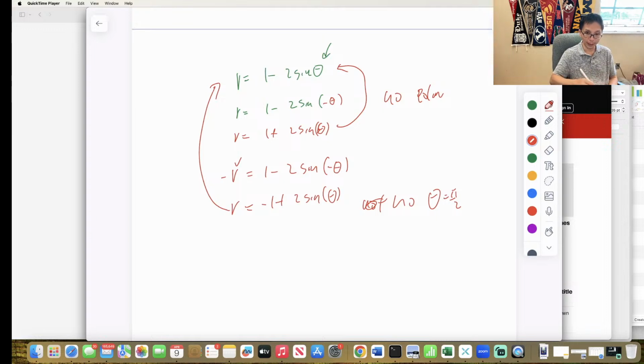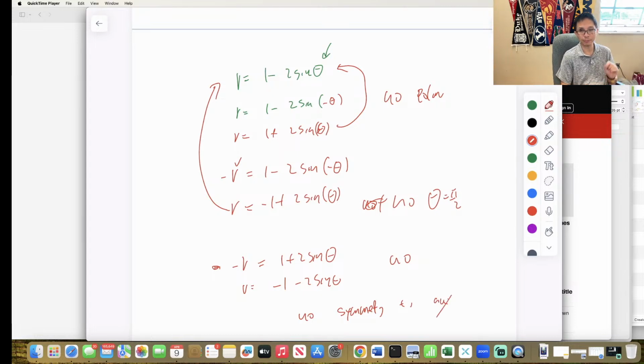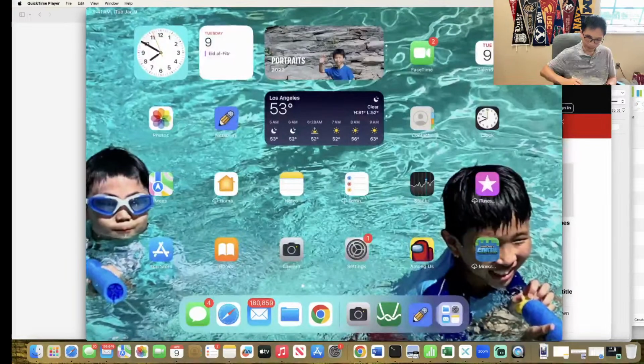Now we're gonna replace the last one. We're gonna replace the -r. So -r is equal to 1 plus 2 sine theta, so r equal to -1 minus 2 sine theta. So there's no symmetry at all to anything. Now, if you graph it, you're gonna find some type of symmetry, but pay attention to how it is.